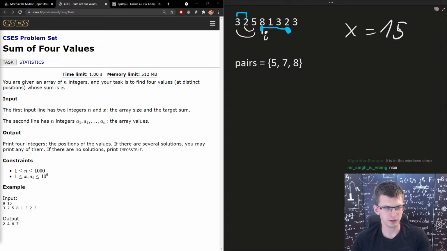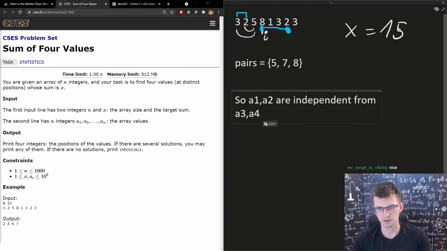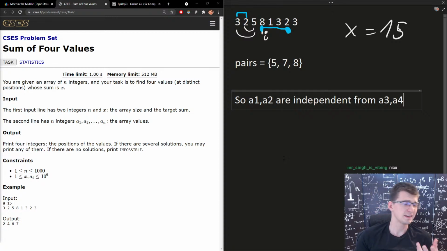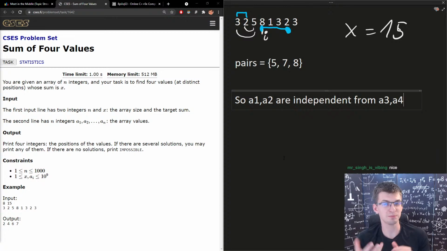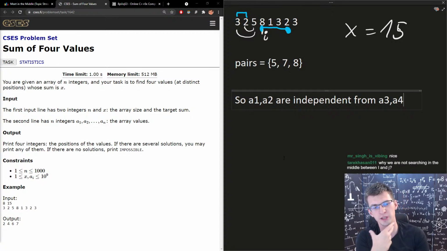I will comment on this. A1, A2 are independent from A3, A4. I wouldn't say independent, but you can independently look at them. And when combining, if you look at some pair A1, A2, you know what is missing, so you want just a pair A3, A4 satisfying one particular requirement. Here, the requirement being their sum must be equal to something.